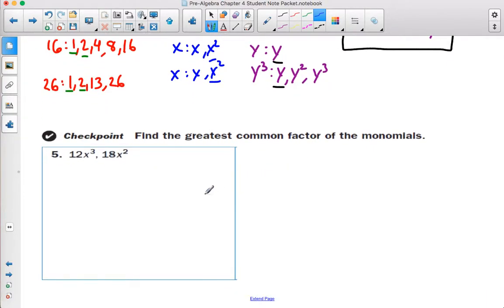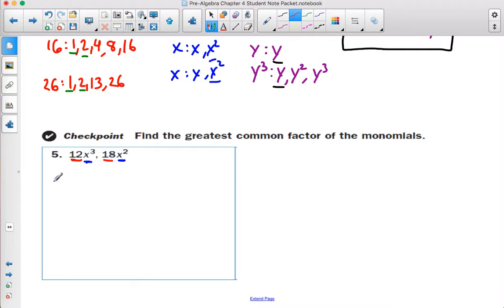Now I'll simplify it a little bit, just numbers and x's, not x's and y's. I want to find the greatest common factor of these monomials. So we have to do numbers separately: find the greatest factor of 12 and 18. What's the biggest number that goes into 12 and 18? And then let's do our x's second. What's the most amount of x's that they have in common? What's the most amount of x's that go into both of them?